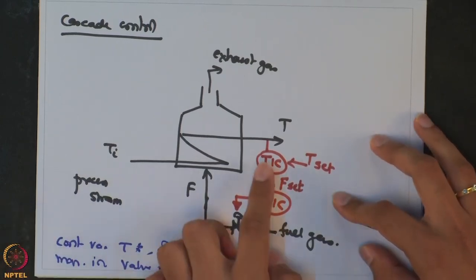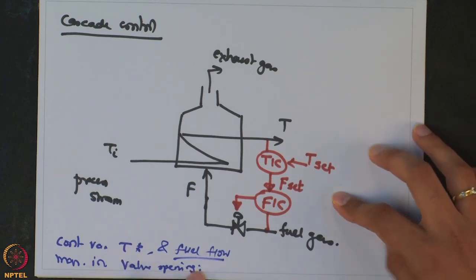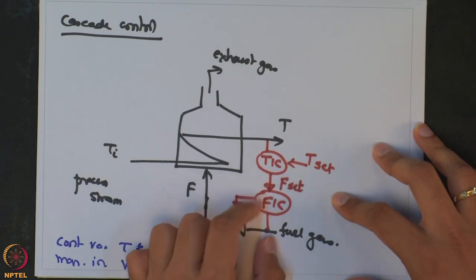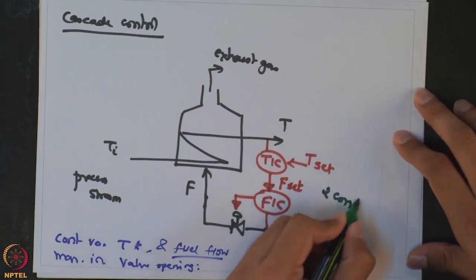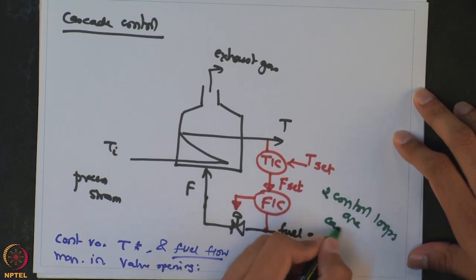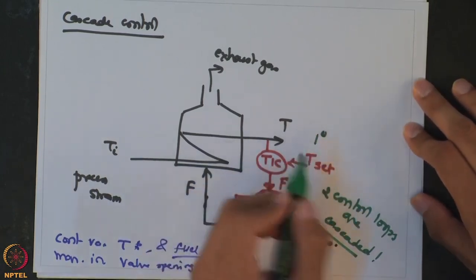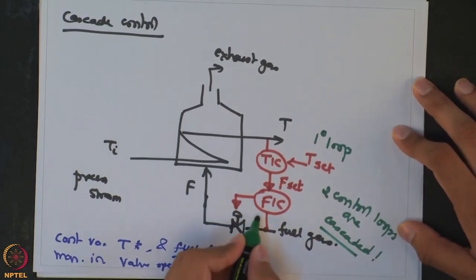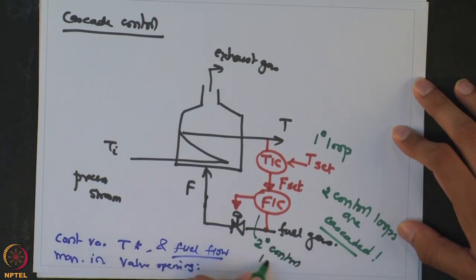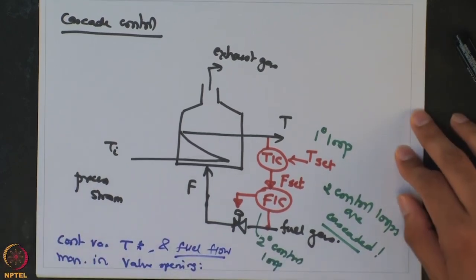So now you can see that we have two controlled variables, temperature and flow, and they are connected together through only a single manipulated variable, the valve opening, in such a way that the output of one acts as a set point for the other. So these two are cascaded together. That is the name. These two control loops are cascaded together. This temperature control loop is known as the primary loop, because that is our main objective, and the flow controller is the secondary control loop, because it is done in order to improve the performance. Now let us see how it would improve the performance of this system.